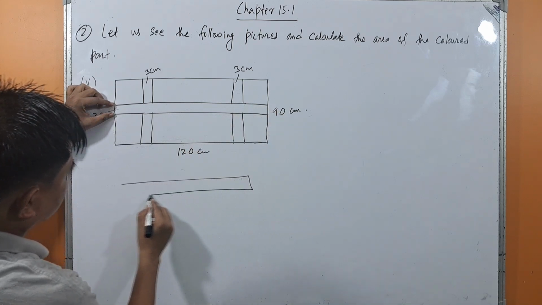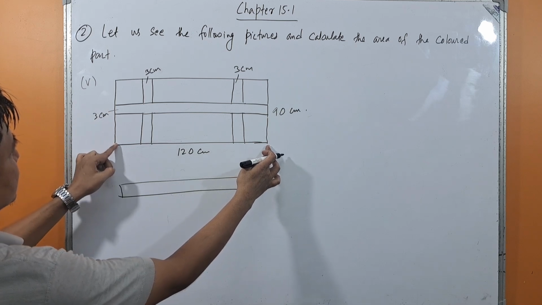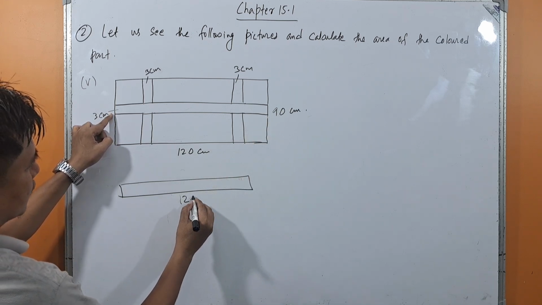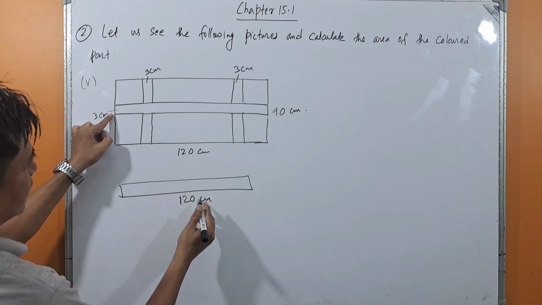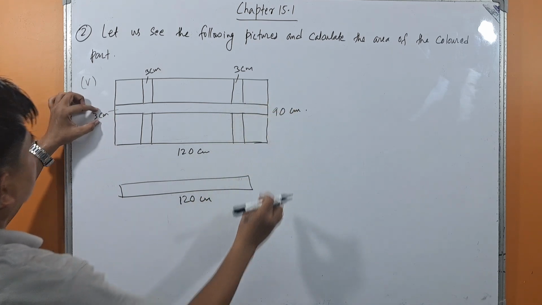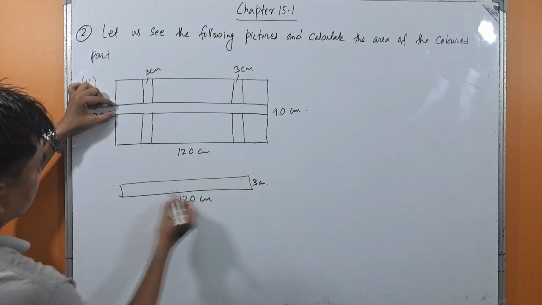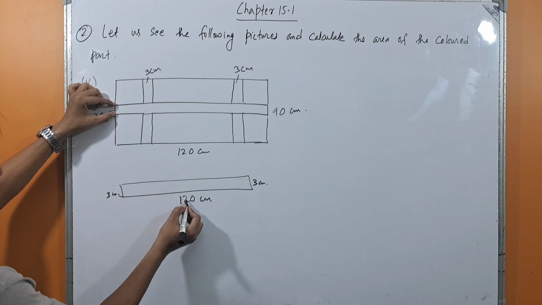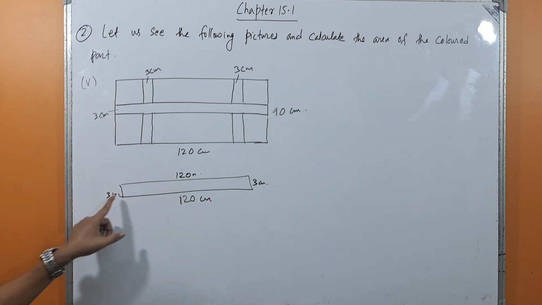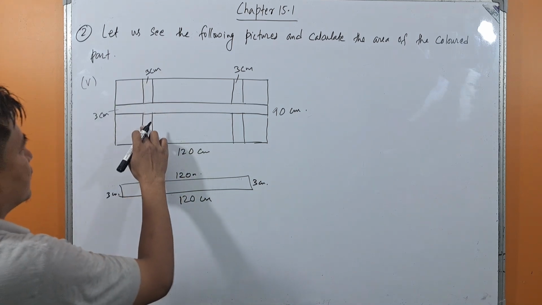Length of this rectangle is 120 centimeter, and breadth of this rectangle is 3 centimeter. Breadth is 3 centimeter, and this is 3 centimeter, 120. So we can find this area by multiplying the adjacent sides, 3 into 120. Now we have two rectangles here as well.